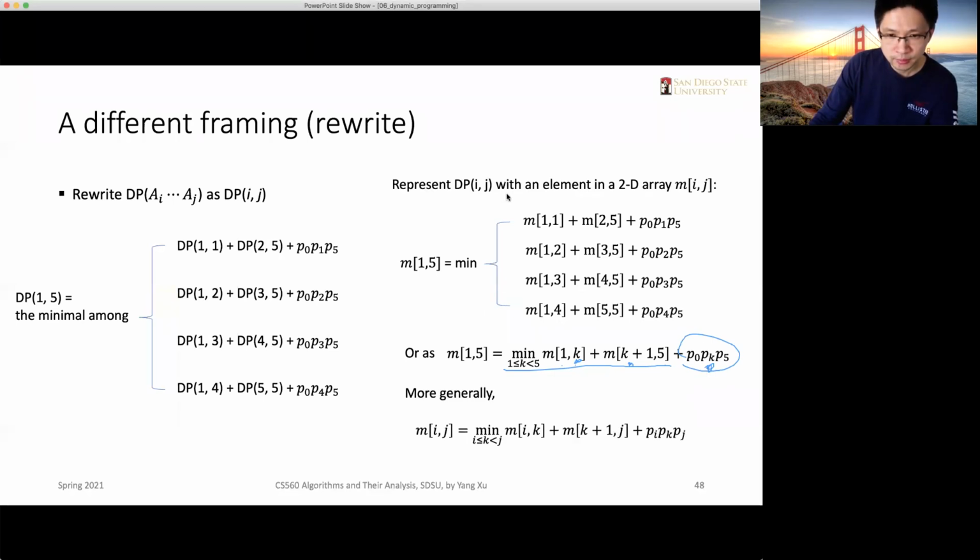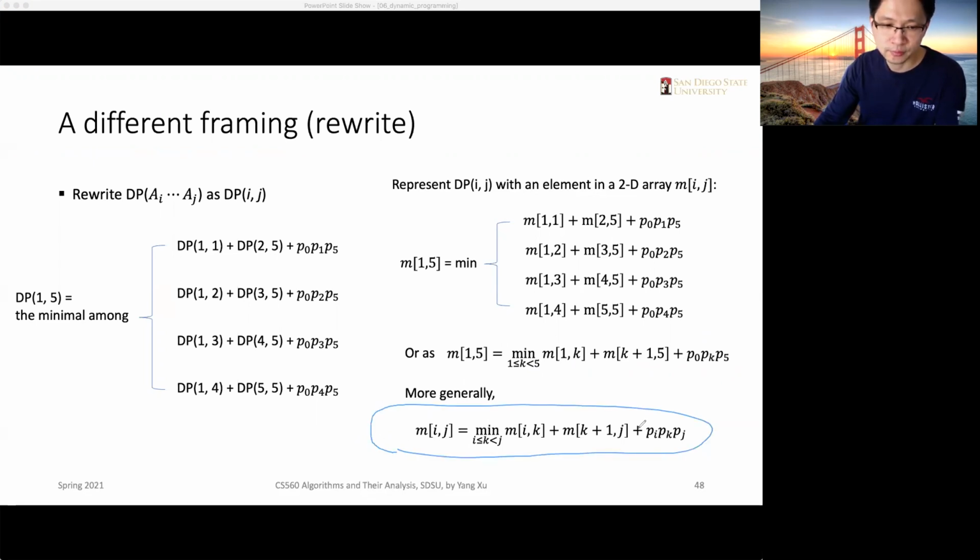So this is for 1 to 5. More generally, if we know the starting index and ending index as i and j, we can simply use k to iterate from i to j, over all possible places to place k. All right, so that's something we obtained eventually.